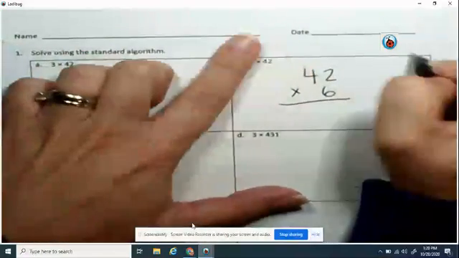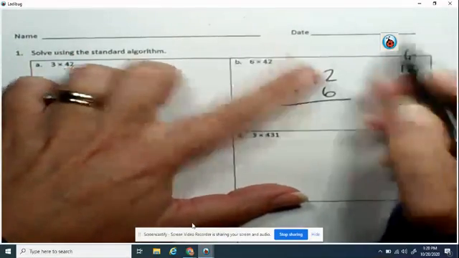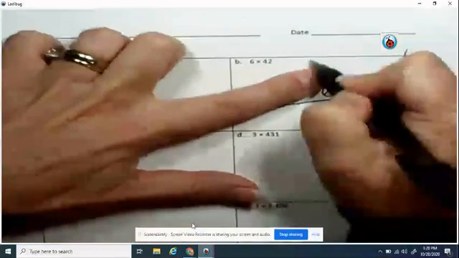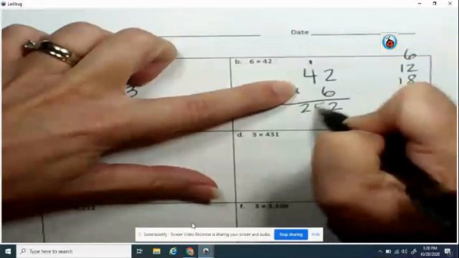All right, 42 times 6. Okay, if you don't know your sixes, write out 6, 12, 18, 24. Okay, 2 times 6 is 12. 4 times 6 is 24, plus 1 more is 25.